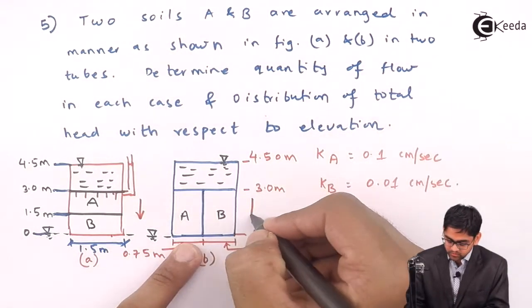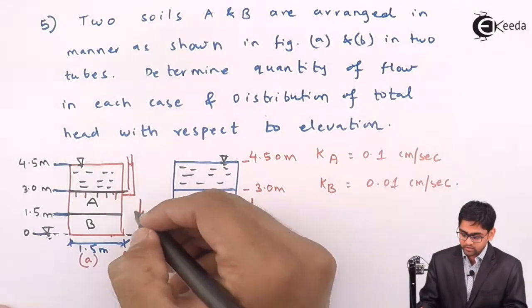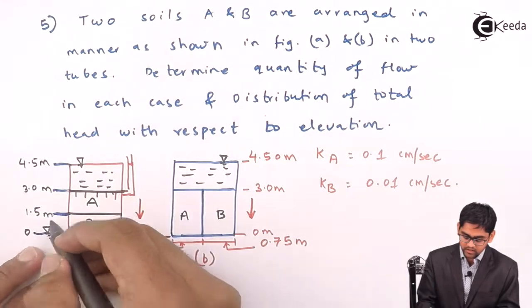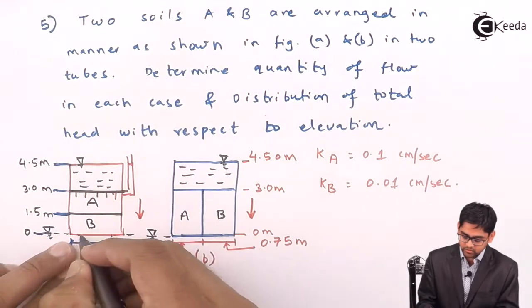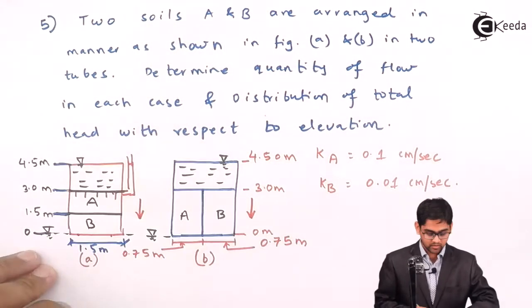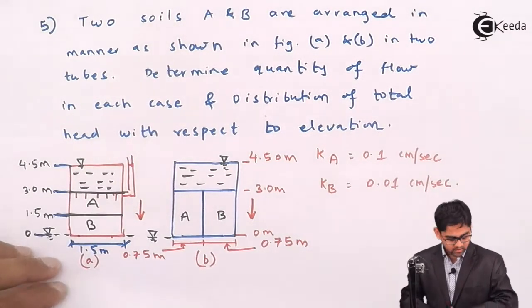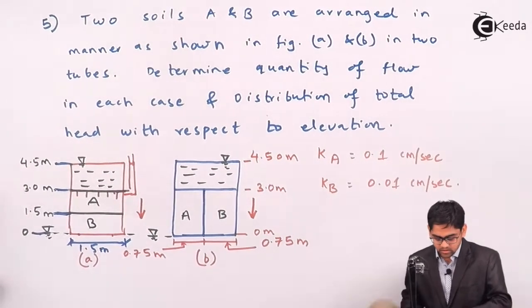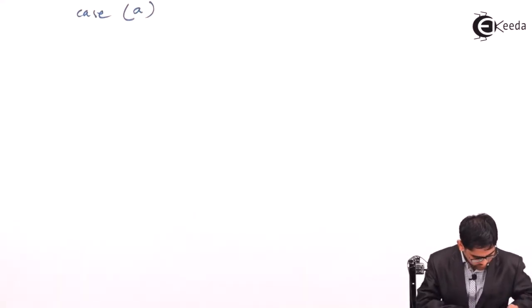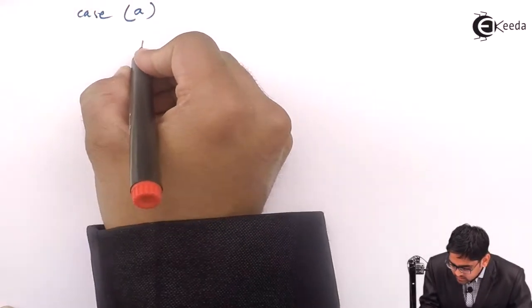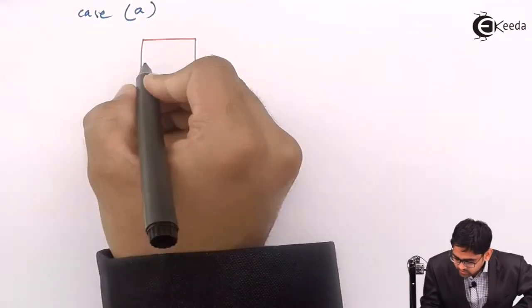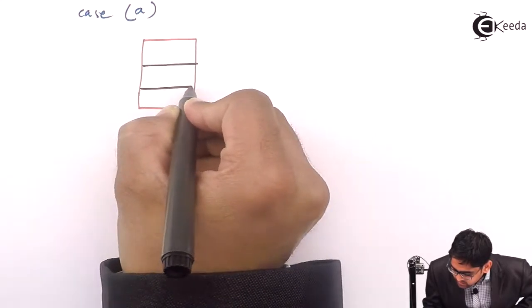Similarly for this case also, flow will occur downward. Since the flow is occurring downward, the head will be successively lost, and by the time the water reaches this particular point, all the head will be dissipated. All the 4.5 meter of head will be dissipated. So if I restrict our discussion to case 1, I'll again redraw the diagram. So I have two different soils like this.